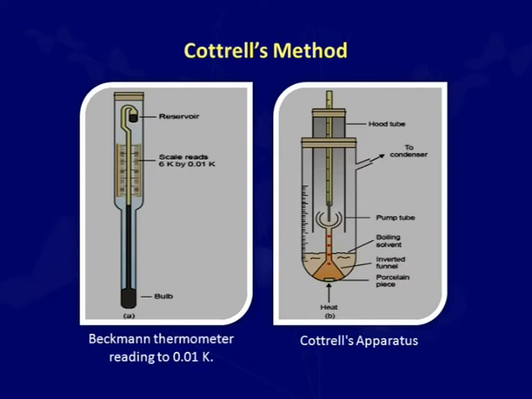The apparatus of Cottrell's method consists of a graduated boiling tube containing solvent or solution, a reflux condenser which returns the vaporized solvent to the boiling tube, and a thermometer reading to 0.01 Kelvin enclosed in a glass hood, a small inverted funnel with a narrow stem.